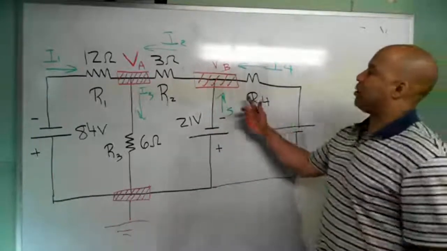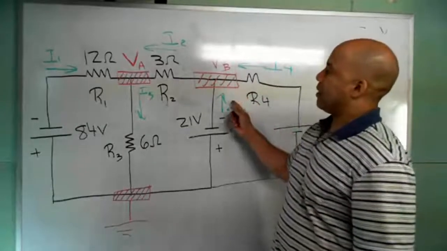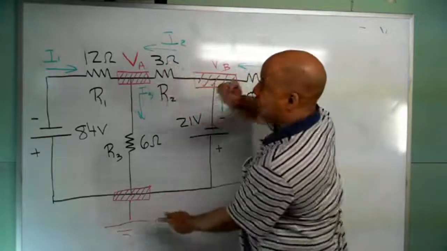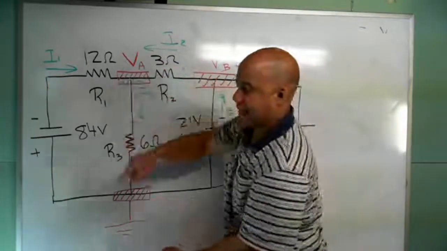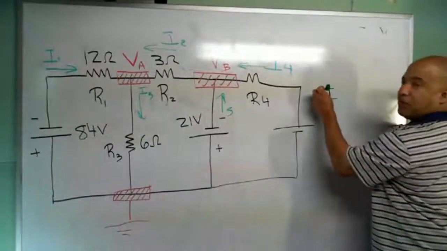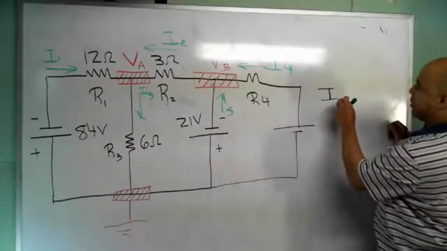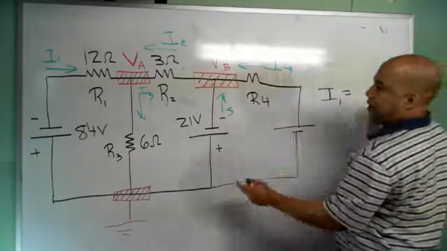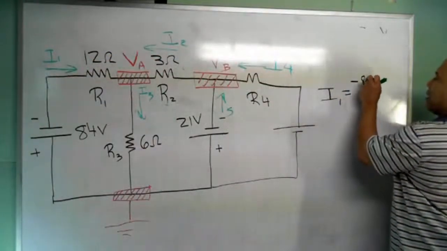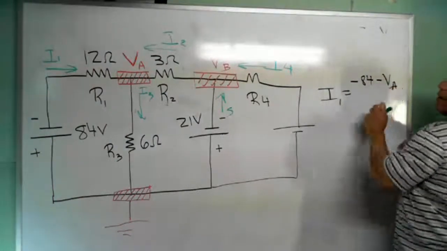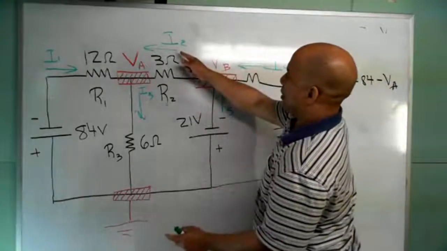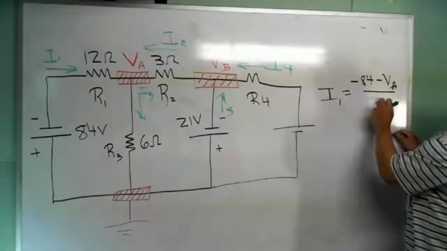But now what I'll do though is I'll end up with this current right here. Let's do one of these. I don't want to do the whole thing. But let's say I want to find I1. Now look at how I would write that. I1. I hope I'm not confusing. I wanted you to do a practice, but he asked the question, so let me just show you this real quick. The voltage on this side is still negative 84 minus VA, over 12.